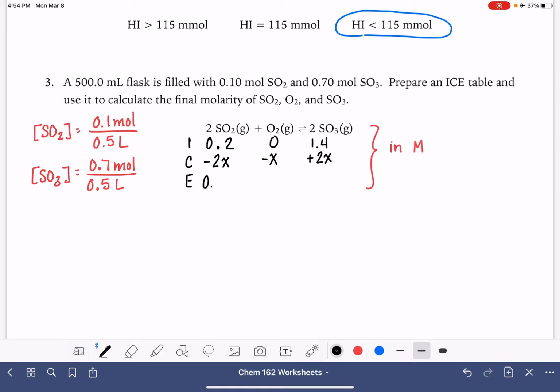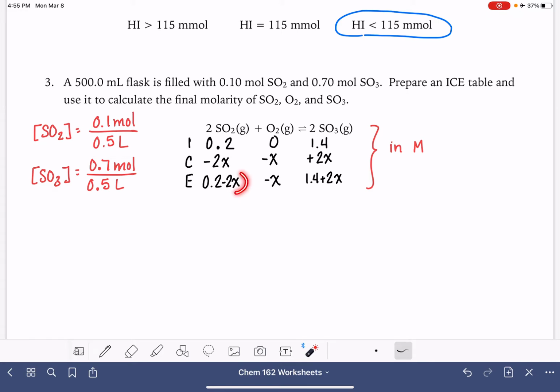And at equilibrium, we're going to have 0.2 minus 2x of the SO2. We're going to have negative x of the O2, and we're going to have 1.4 plus 2x of the SO3. Now you might be saying, oh, this is impossible. We can't have a negative concentration. This doesn't look good. Well, as we solve for x, the correct x is going to be a negative number. So maybe we're going to find that x is negative 1. And then to solve for the amount of O2, we're going to say it's negative x, which is going to end up being a positive number. So if you're worried about this negative term, don't worry. It's going to be okay.